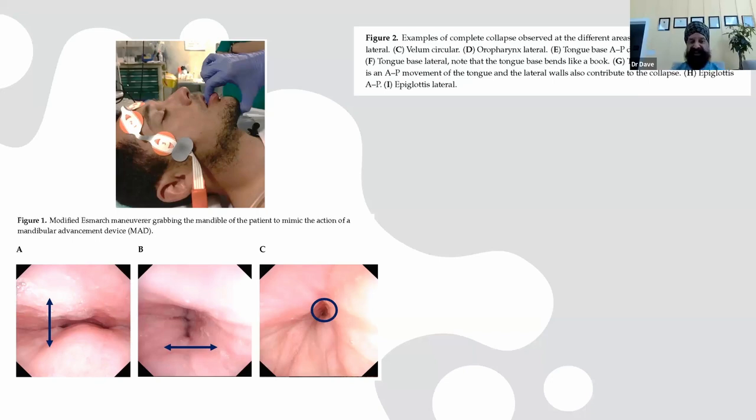In the case of panel C, where you've got a concentric pattern of opening and closure, if you manipulate the mandible forwards, there will be some response. But in the case where there is medial-lateral or lateral opening of the upper airway, if you pull the mandible forwards, there will be little or no response. And so this is where DISE is a very useful procedure to say, is this patient suitable for an oral device or not?